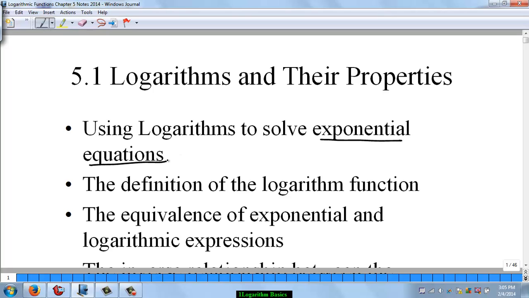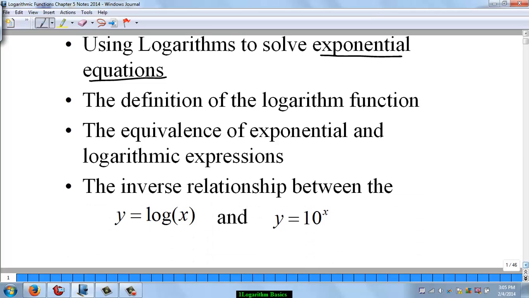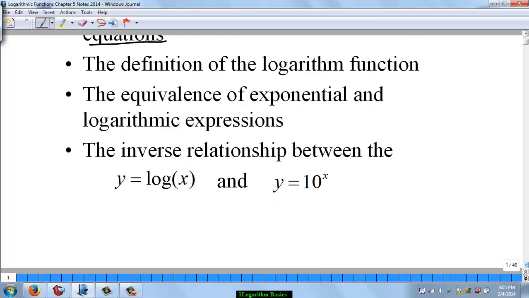and equations. We're going to talk about the definition of a logarithmic function, the equivalence of exponential and logarithmic expressions, and the inverse relationship between y equals log of x and y equals 10 to the x. We're also going to do one with natural log of x and y equals e to the x. So we're going to do natural logarithms too.